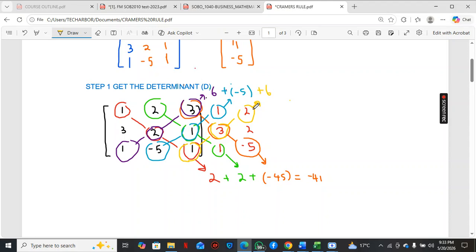Colleagues, make sure when you do this process, have you seen this 3 in the middle? It hasn't been touched by any diagonal. And this 2 also in the middle here. These shouldn't be touched by any diagonal. Then you know that you've done the process correctly. So 6 plus -5, that is 1. 1 plus 6, that is 7.